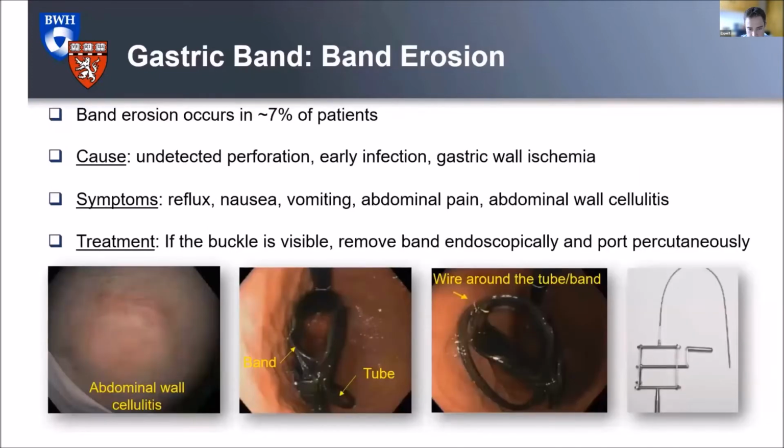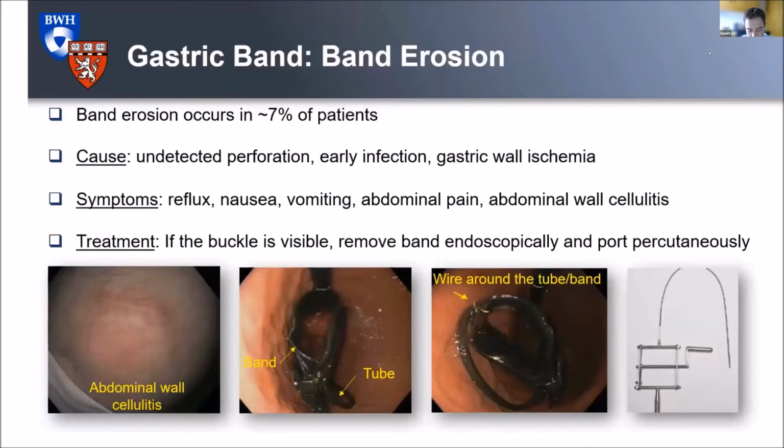Another possible finding is band erosion. Patients may present with non-specific GI symptoms such as reflux, nausea, and vomiting. In this case, a patient actually presented with abdominal wall cellulitis. When I did an endoscopy, I saw both a band and tube protruding into the gastric lumen.